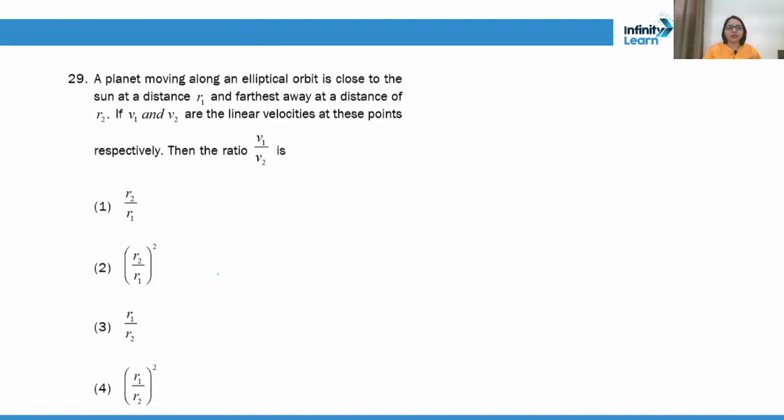Question number 29. A planet moving along an elliptical orbit is close to the sun at a distance r1 and farthest away at a distance r2. If v1 and v2 are the linear velocities at these points respectively, then v1 upon v2 is? So you can conserve the angular momentum: m v1 r1 is equal to m v2 r2. So v1 upon v2 will be equal to r2 upon r1, which is option 1.